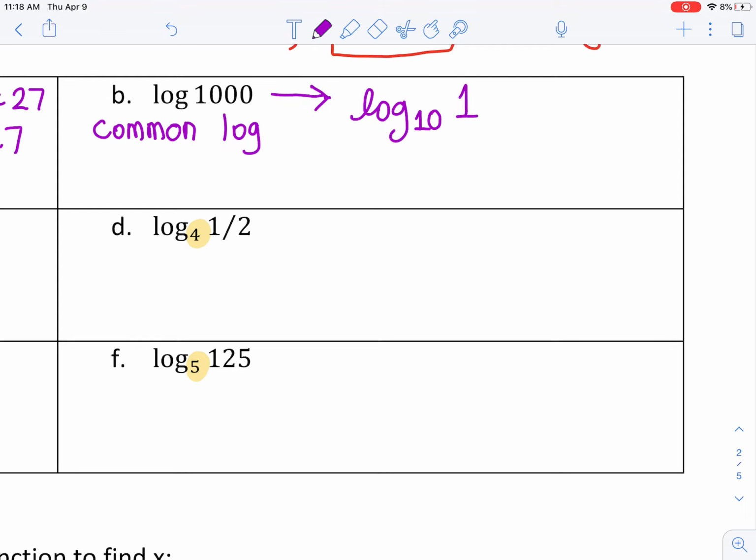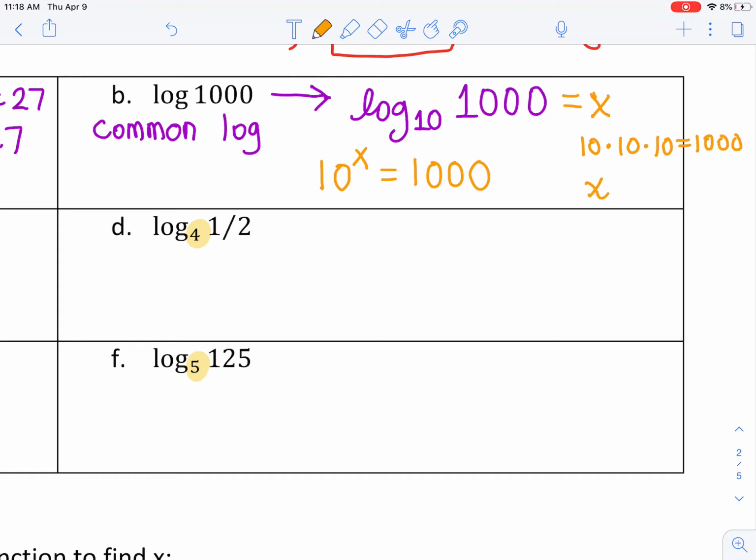So what we want to find is log base 10 of 1,000. In exponential form, I'll call it x again: 10 raised to what power will give you 1,000, right? X has to be 3, because 10 times 10 times 10, or 10 cubed, is going to be 1,000. So we already know that x has to be 3.